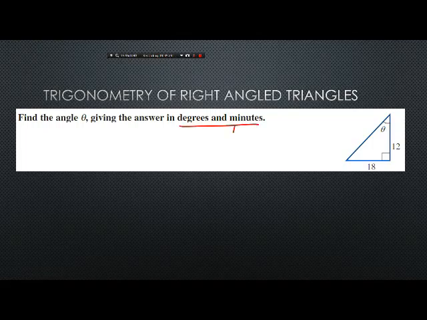So for this one, because we're converting something, we're going to use the 2DMS function on the calculator. We'll come back to that in one moment. So let's firstly write this out. We have tan theta equals, now remember it's opposite over adjacent, so we have 18 because that's on the other side, and 12 is next to it, so that's adjacent, so we have 18 over 12.